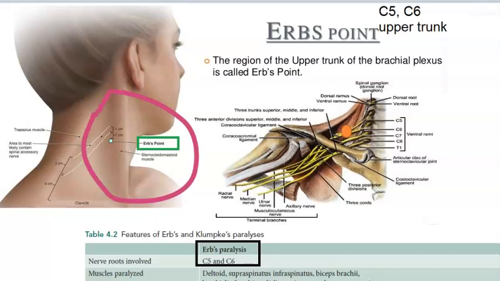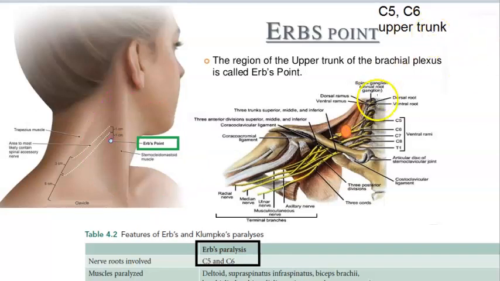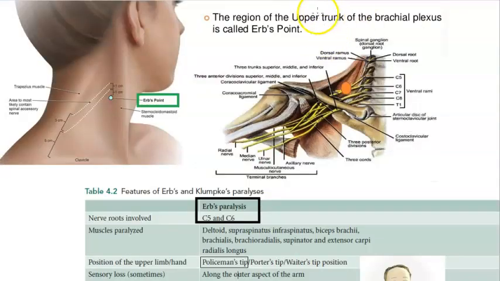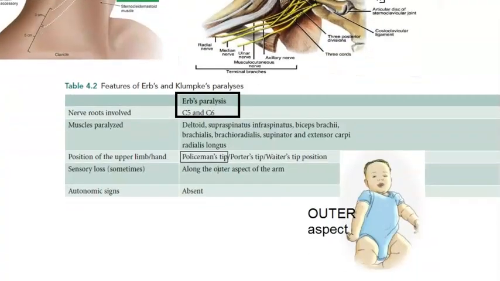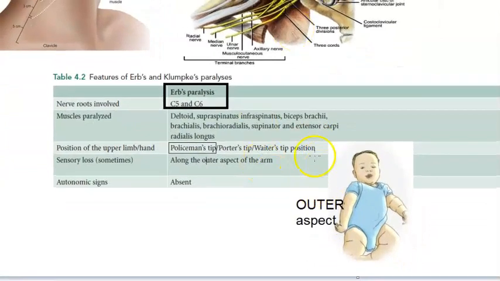This point here, okay, this one. So which they have marked here, right? Isn't this the one? Erb's point, this is. So the region of the upper trunk of the brachial plexus is called Erb's point. That's all they have mentioned here. Now let us look at Erb's palsy. Here they have called it Erb's paralysis.